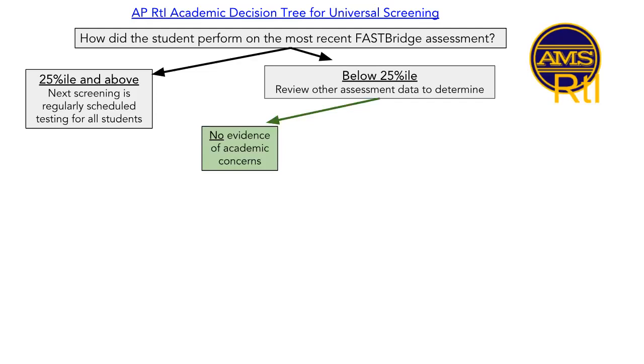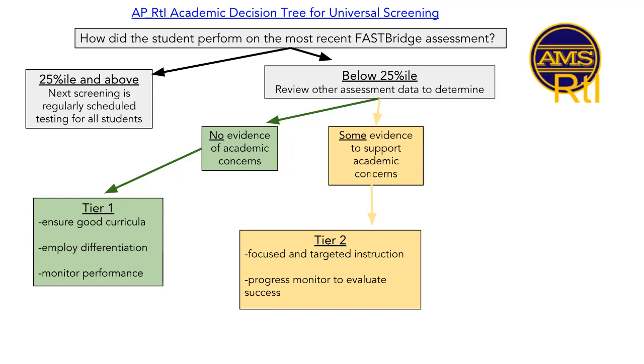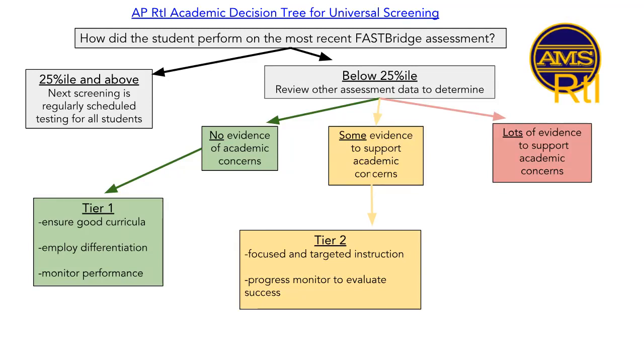The green path shows that although the student's screening score is concerning, there are no other academic concerns at this time, so we will monitor and differentiate for that student in Tier 1. The second, or yellow path, would show some evidence to support concerns from the initial screening of this student. Based on the concerns, this student would be placed in a Tier 2 intervention focused on targeted instruction and progress monitored.